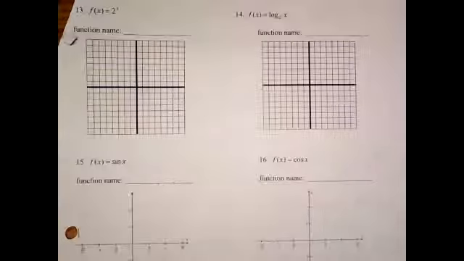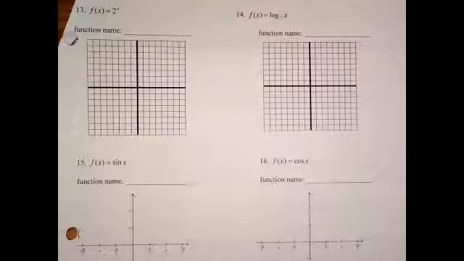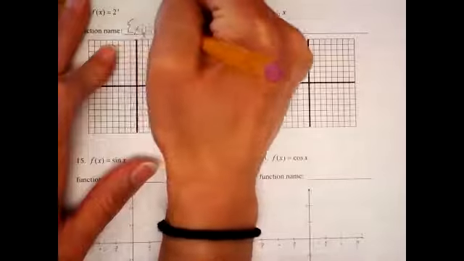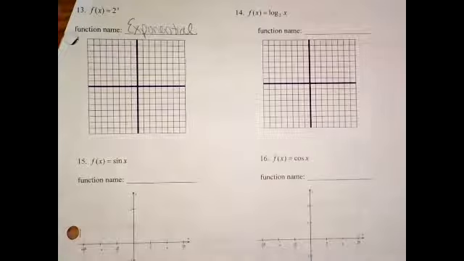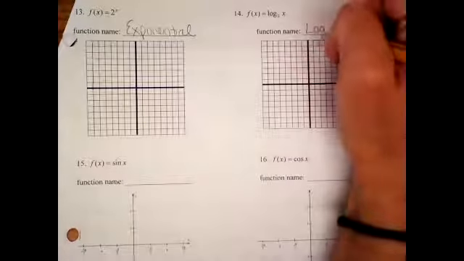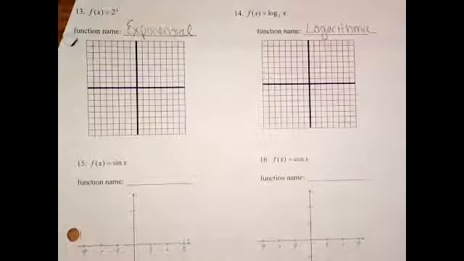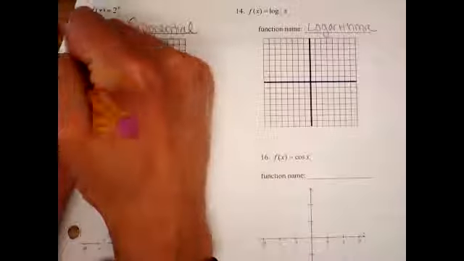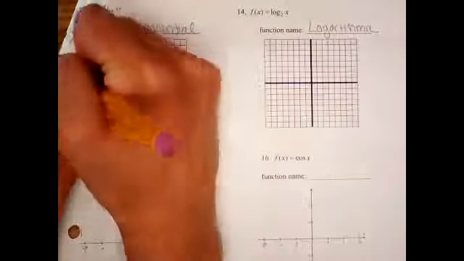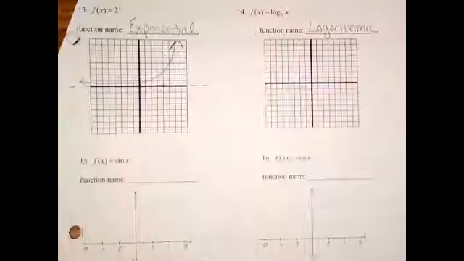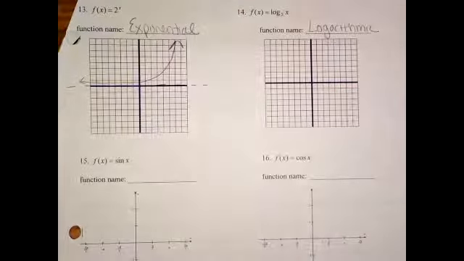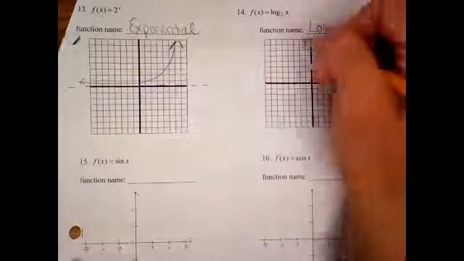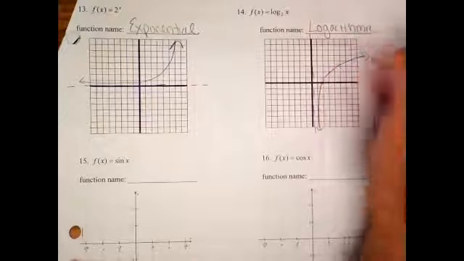All right, almost there. Thirteen and 14 are also inverses of each other. What is 13 called? Exponential, because the variable is the exponent. And then this one's logarithmic. So again, for right now, not super picky about points on these, but exponential is going to have a horizontal asymptote. I call it a swoop. It's going to do something like this. And then logarithmic, you're turning that on its side. Again, they're inverses, so it's going to have a vertical asymptote and it's going to be like that.